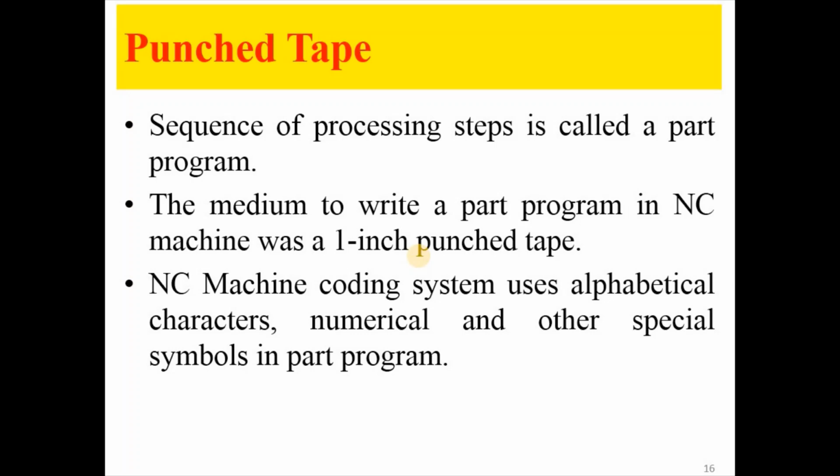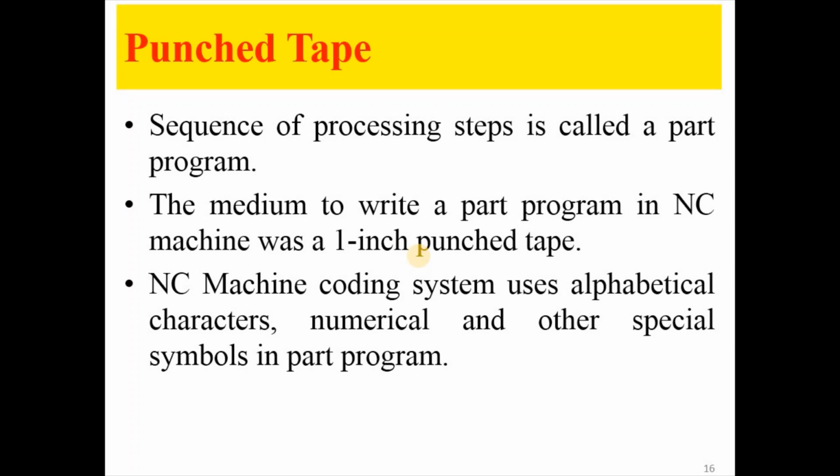Okay, so the punch tape sequence of processing steps is called a part program. We are going to create the blocks. Before starting any block, we have to give a sequence number; N is the letter for the sequence operation. So the sequence of processing steps means block numbers 1, 2, 3, 4, 5 like this. This is called a part program. The medium to write a part program in NC machines was 1-inch punch tape. There is a rule for writing the part program in punch tape format.